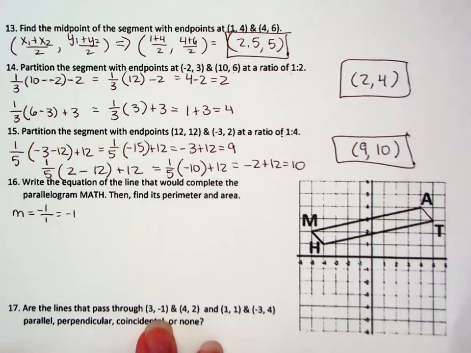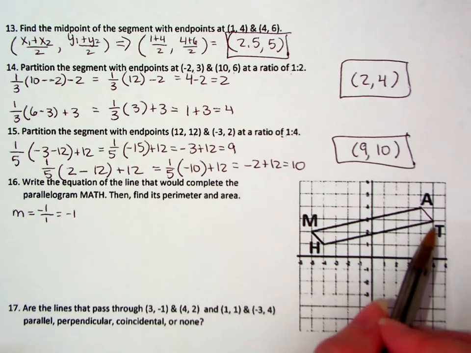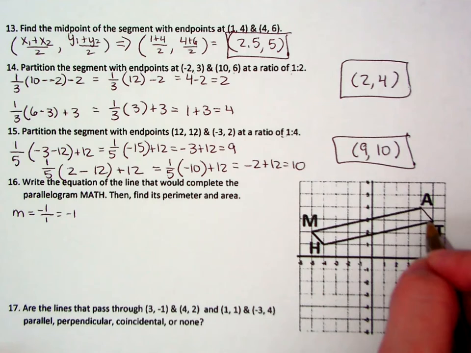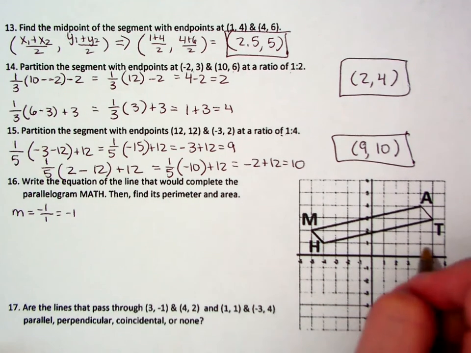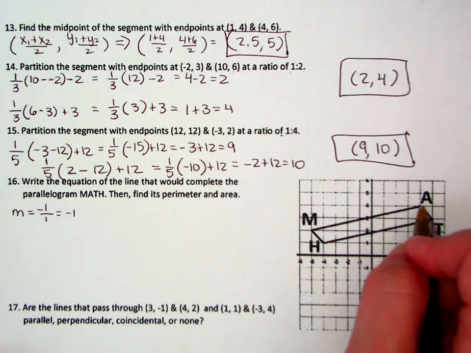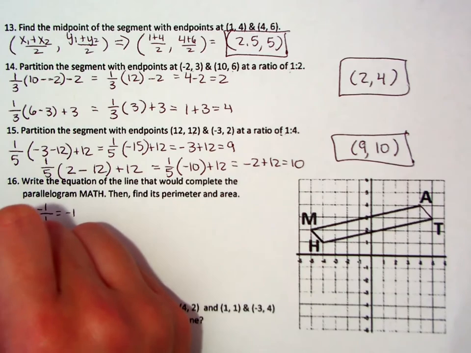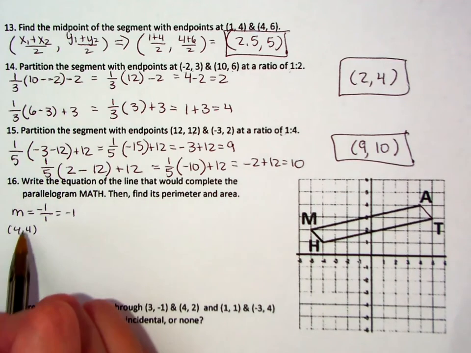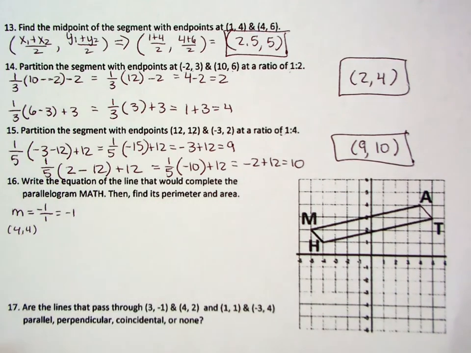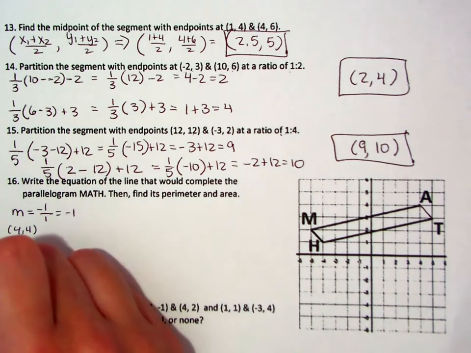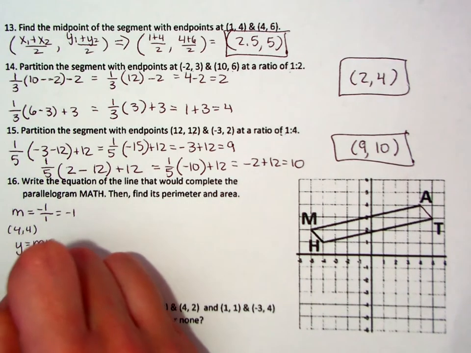So then we're going to find the equation here, and all we need to know is one of these two endpoints. So I'm going to use the point A, which is here at 4, 1, 2, 3, 4. So at 4, 4. So we need the line that passes through 4, 4 and has a slope of negative 1. So we're going to plug that into y equals mx plus b.